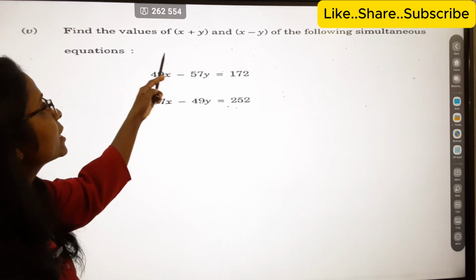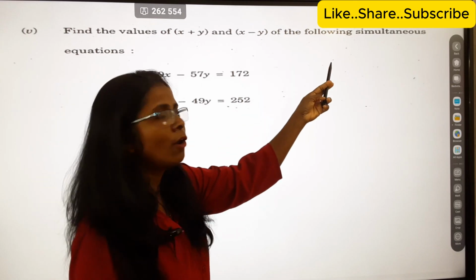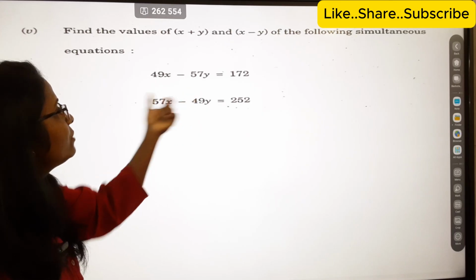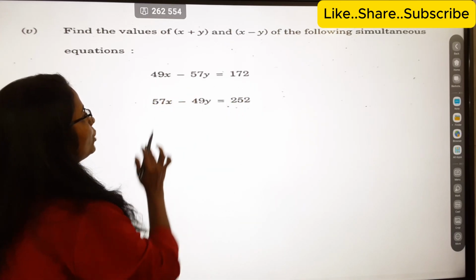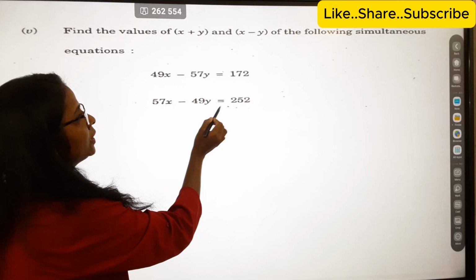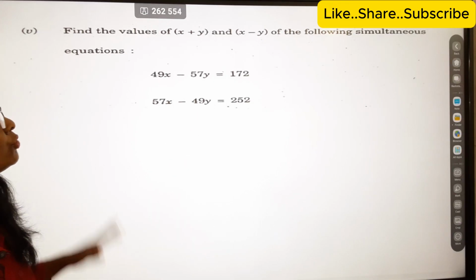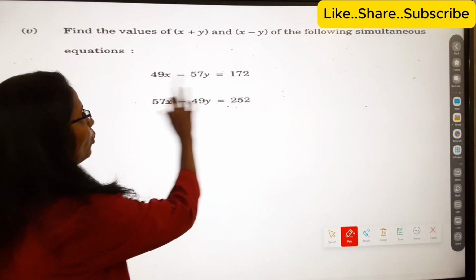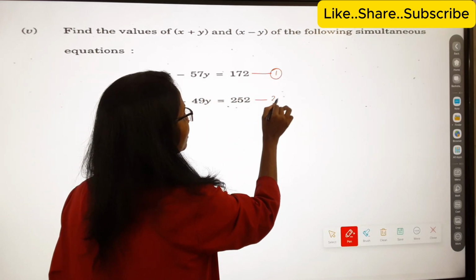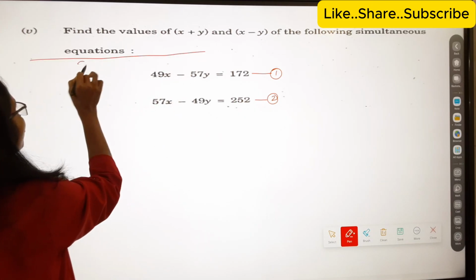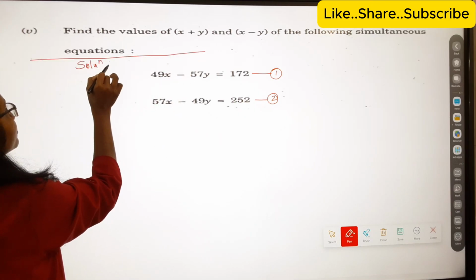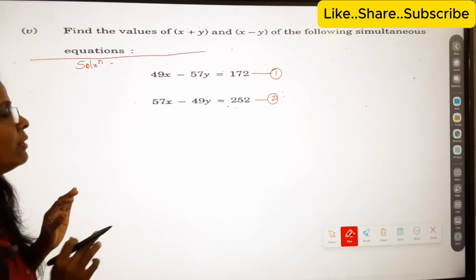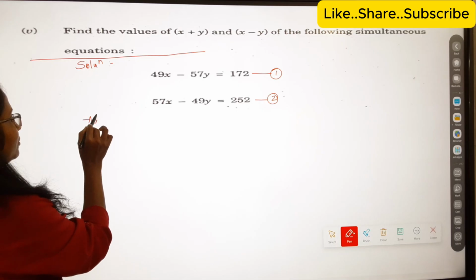Find the values of x plus y and x minus y of the following simultaneous equations. 49x minus 57y is equal to 172 and 57x minus 49y is equal to 252. I call these given equations 1 and 2. Now I start the solution. This one is the first equation, this one is the second equation. First I add these two equations.